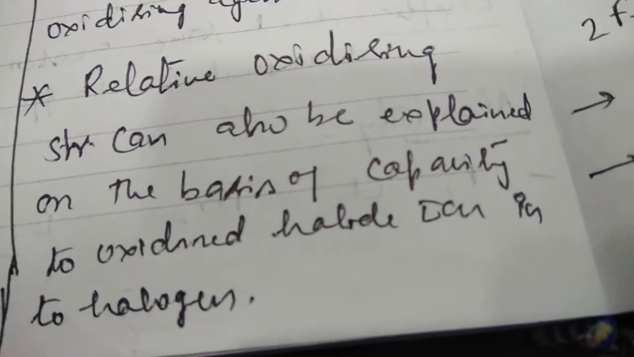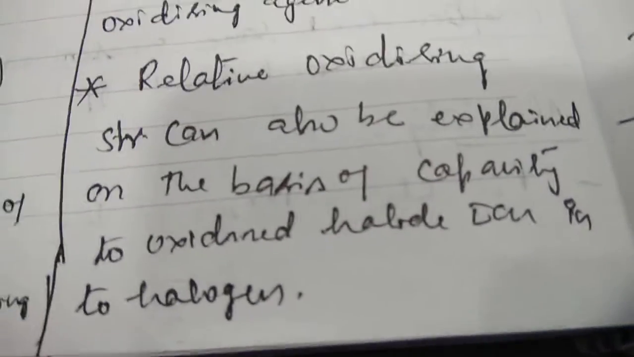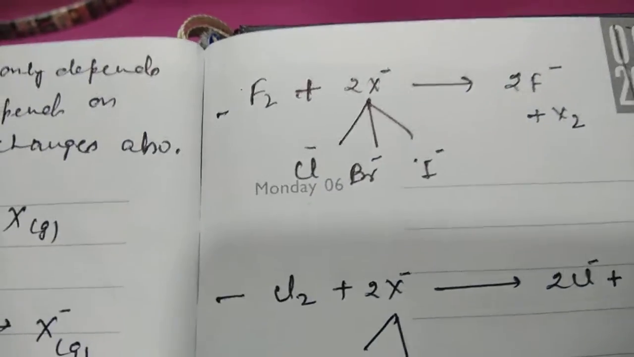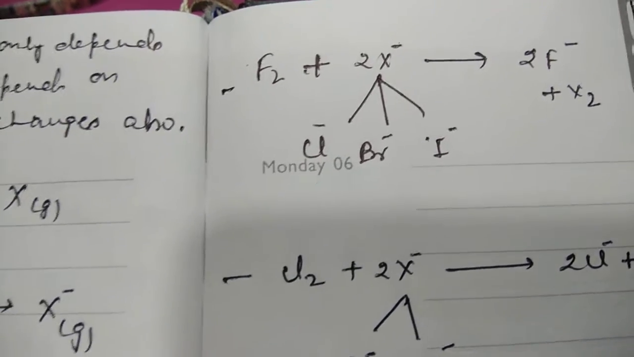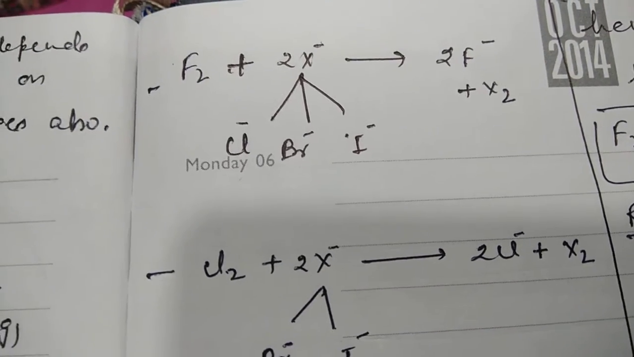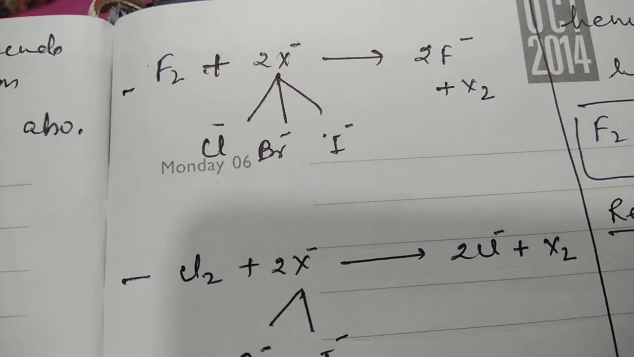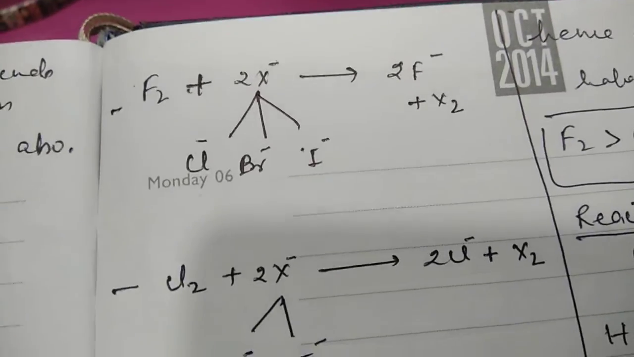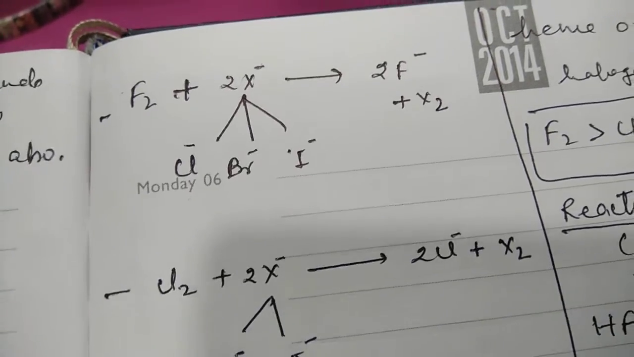So relative oxidizing strength can also be explained on the basis of the capacity to oxidize halide ion into halogen. Now, how one halogen oxidizes a halide ion. Just look at this: when we take fluorine F2 and treat it with other halide ions, maybe chloride, bromide, iodide, you can see that fluorine is reduced while the other halide ions are oxidized. That means fluorine is a more powerful oxidizing agent than Cl2, Br2 and I2.